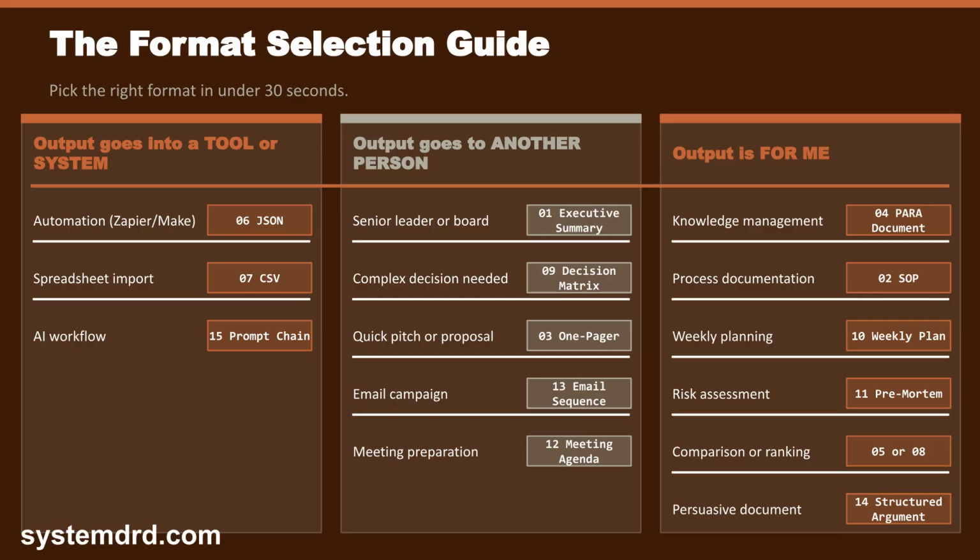If the output goes into a tool or system, JSON for automations, CSV for spreadsheets, prompt chain for AI workflows. If the output goes to another person, pick based on what they need to do. A senior leader or board needs an executive summary. A complex decision needs a decision matrix.